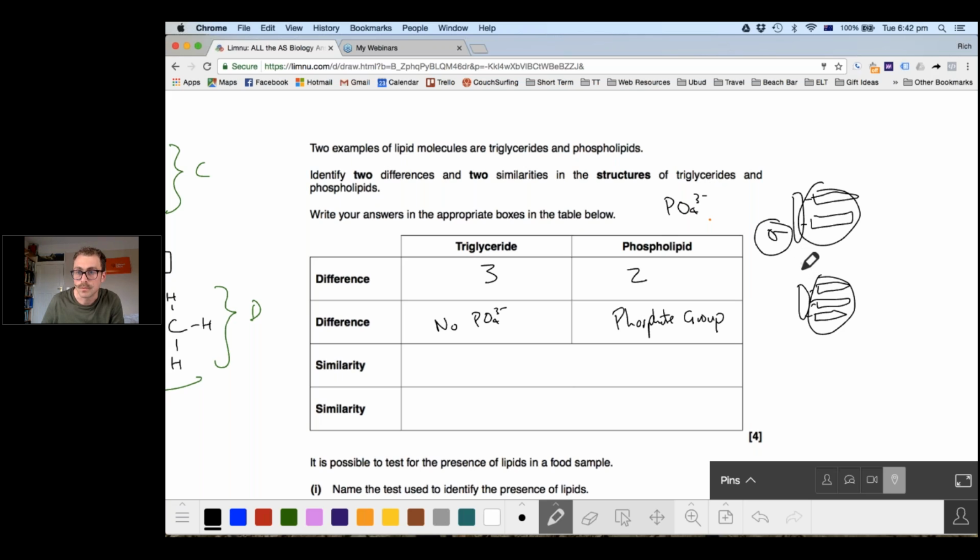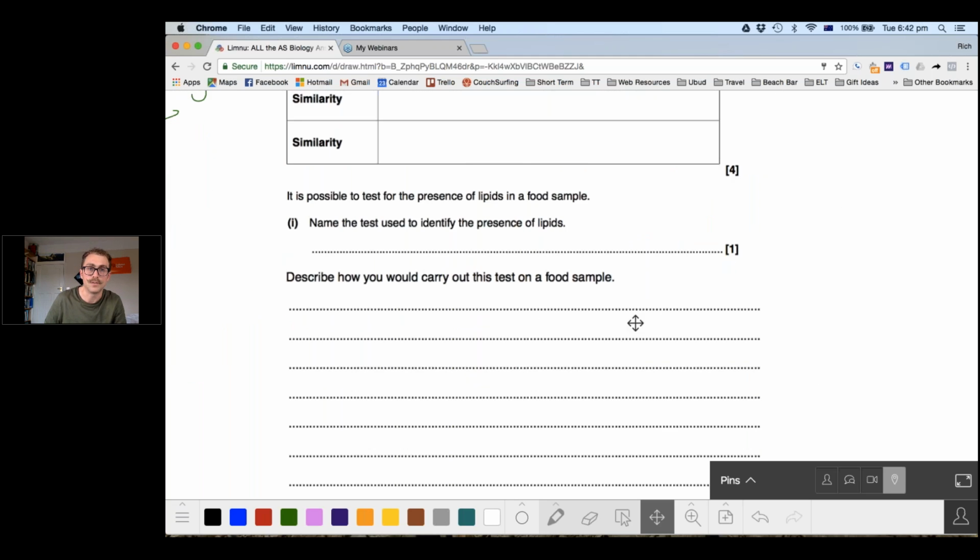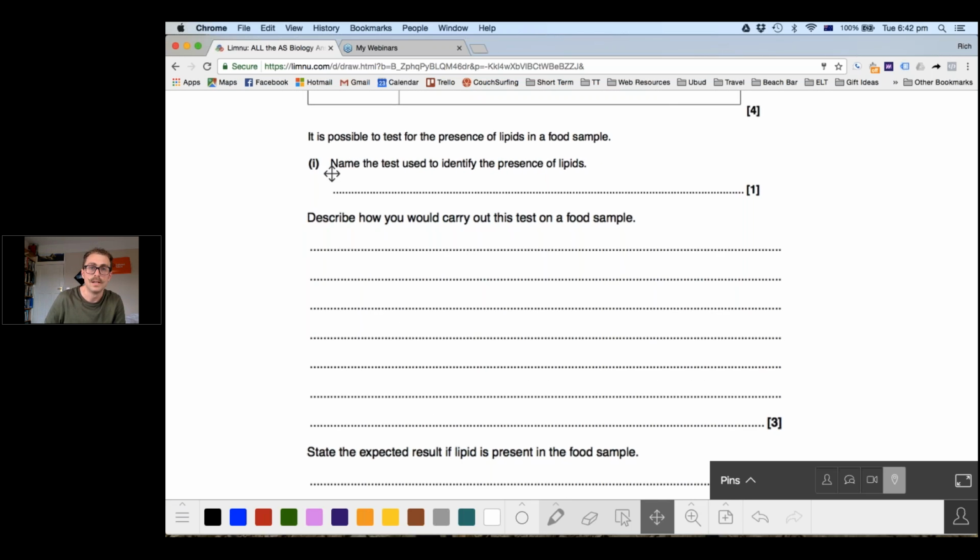Similarity. Well, we've got glycerol. Both contain glycerol bonded onto fatty acids, and they both contain ester bonds. You could say triglyceride has 3 ester bonds. A phospholipid only has 2 ester bonds. Let's have a look at the mark scheme because it will give you. Okay, let's finish the question first. I'll come back to that in a second.